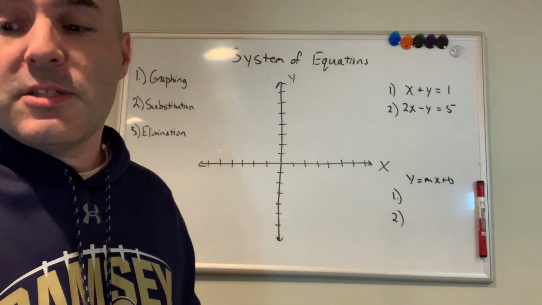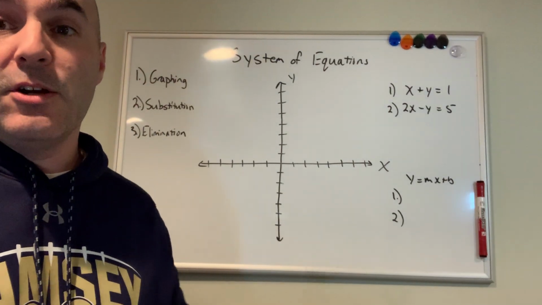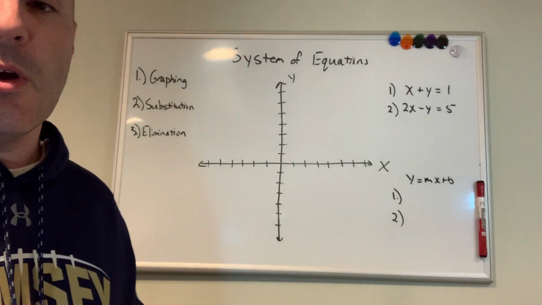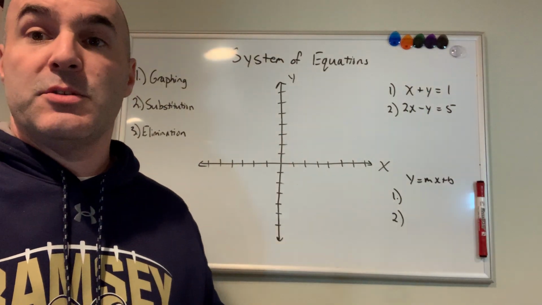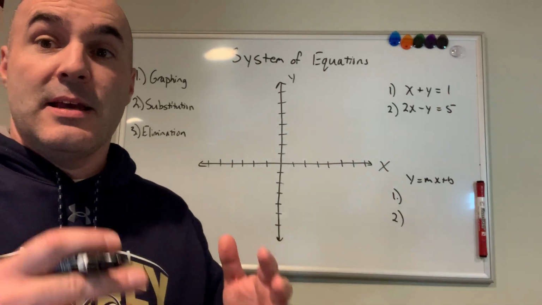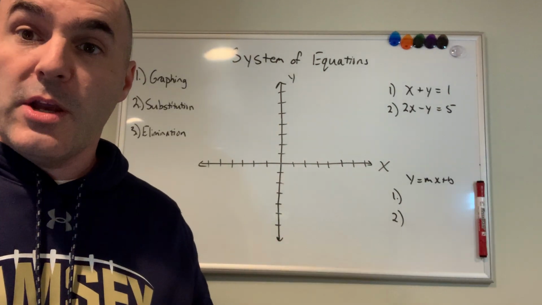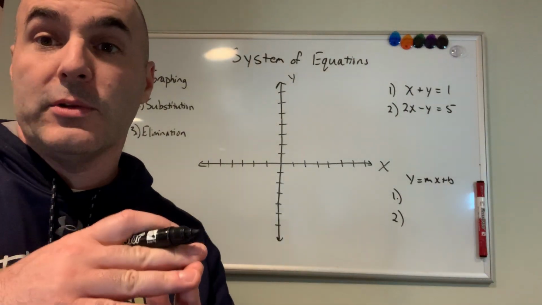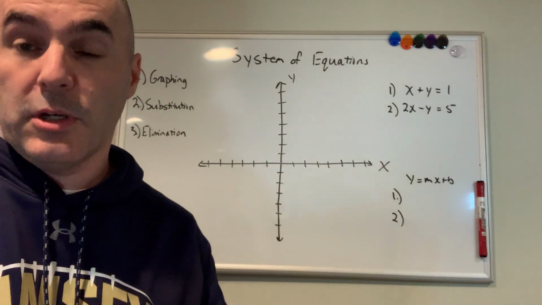Okay guys, we're talking about systems of equations, systems of linear equations. So only straight lines are being drawn and we're looking for an intersection point or a common solution. Since each line that we draw is an infinite number of solutions to that equation, the place where the two lines overlap is the common solution that we're looking for.